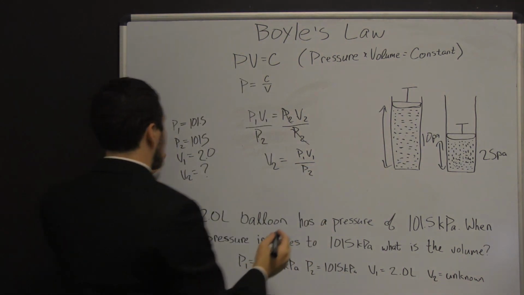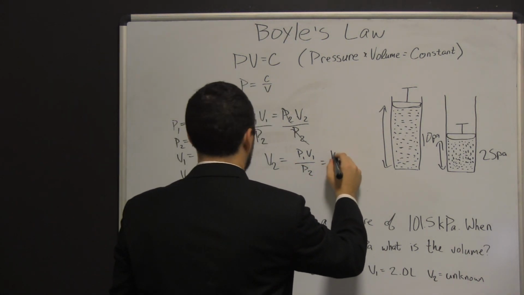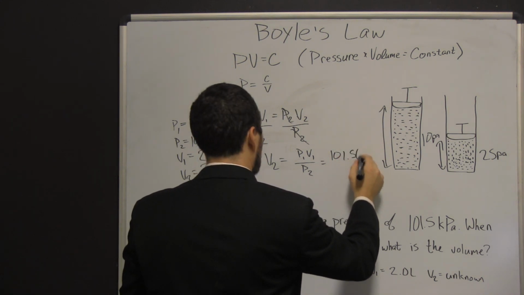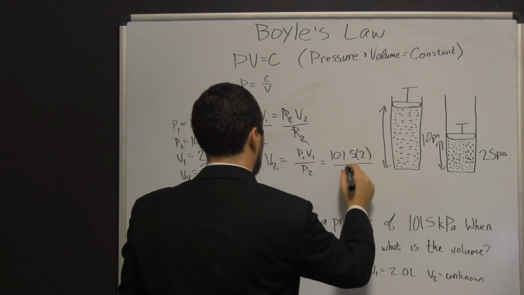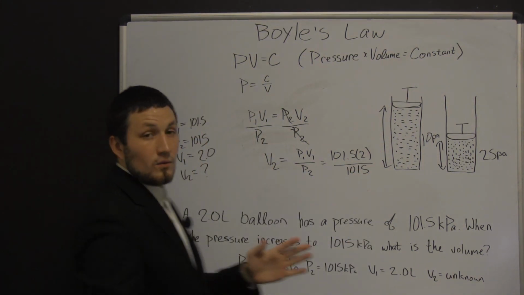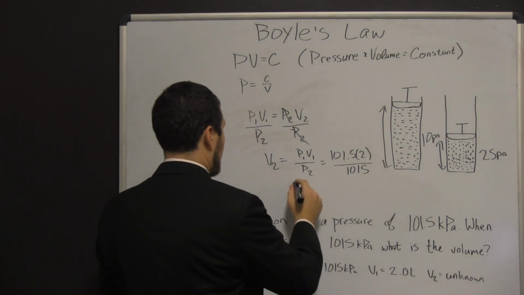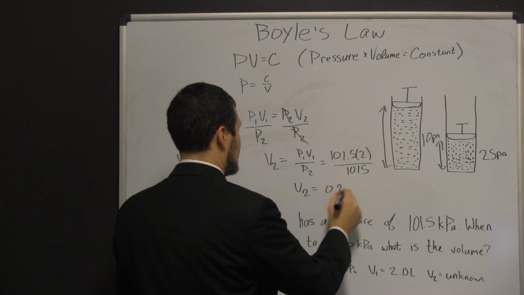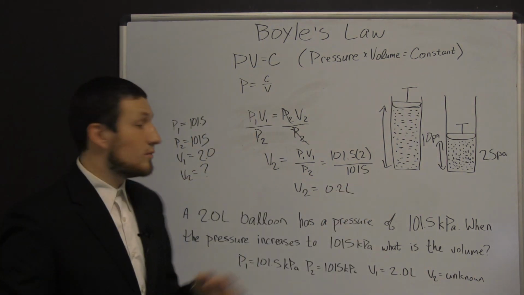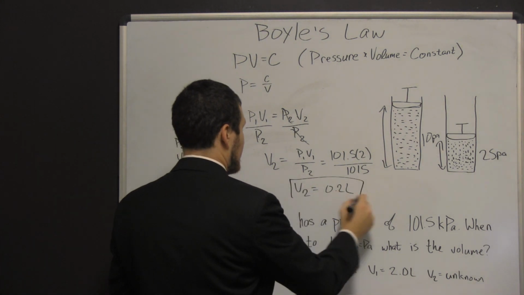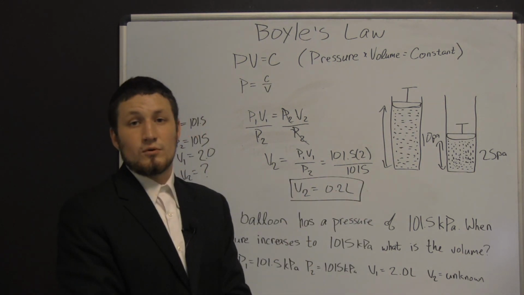And we plug in our numbers there, and we get 1015 times 2 over 1015. Now, when we do all our solving, we get that volume 2 is equal to 0.2 liters. So we had a decrease in our volume to 0.2 liters. And that is Boyle's law.